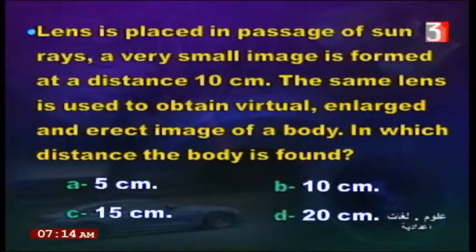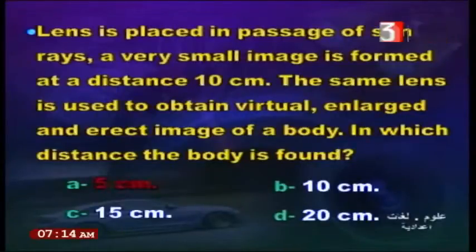To have a virtual and enlarged image, the object must be at a distance less than the focal length. So here the focal length is 10 centimeters, and we need a number less than 10. So the answer is 5 centimeters. When we put the object at a distance of 5 centimeters, which is less than the focal length, the image will be virtual, upright, and enlarged.